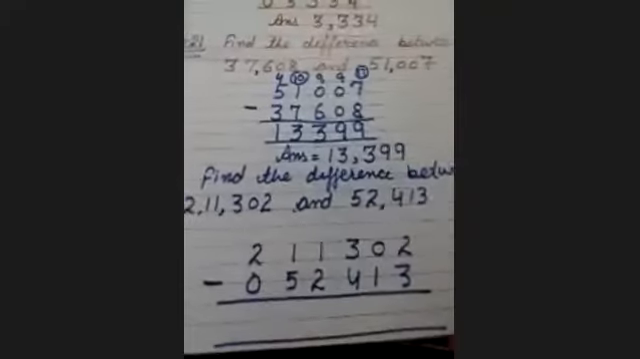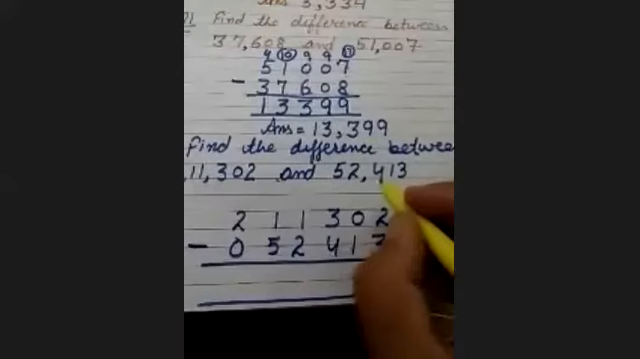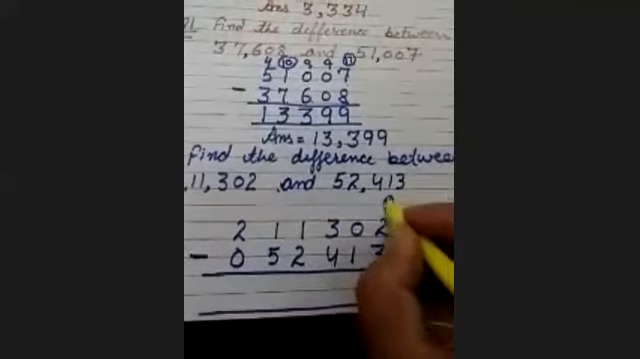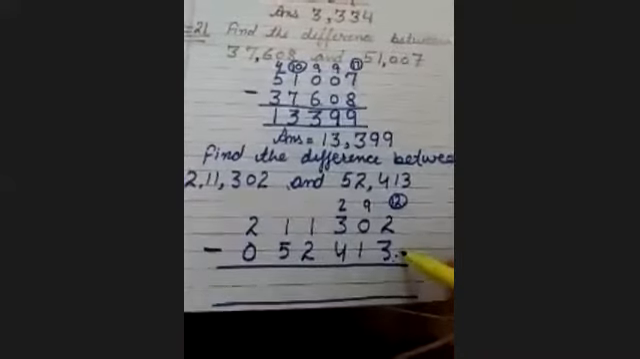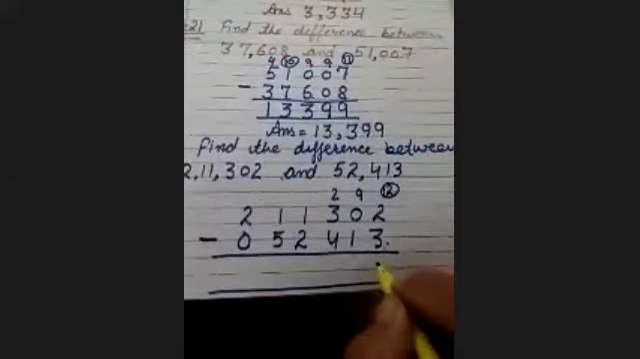Yes, students. Now, 2 minus 3. We can't subtract, so borrow 10 points. We have 12 and 9. 12 minus 3 is 9. 9 minus 1, 8.